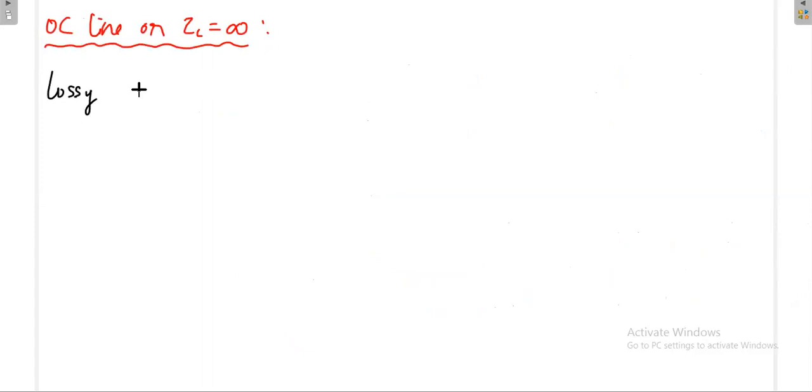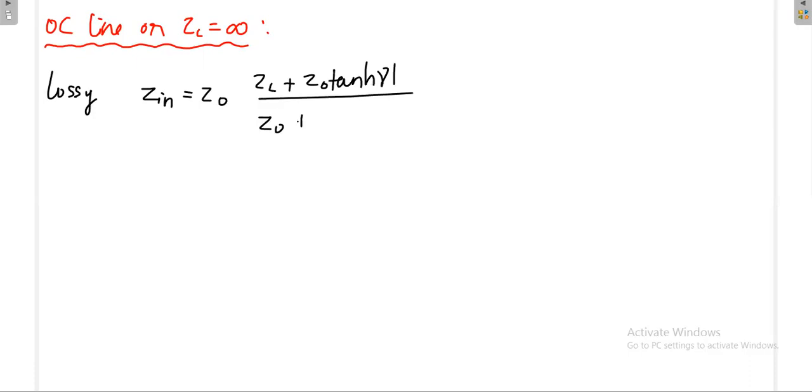Open circuit line, or ZL is equal to infinite. ZL is equal to infinite. And here also, what is the condition for a lossy line? If the line is lossy, then Zin is equal to Z0 (ZL + Z0 tanh γL) / (Z0 + ZL tanh γL). Then you substitute the value of ZL equal to infinite.